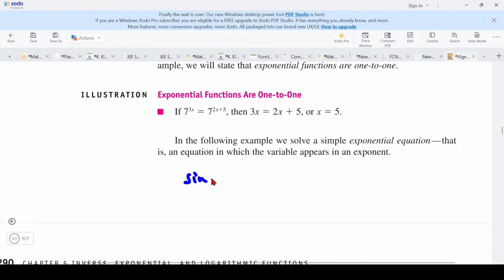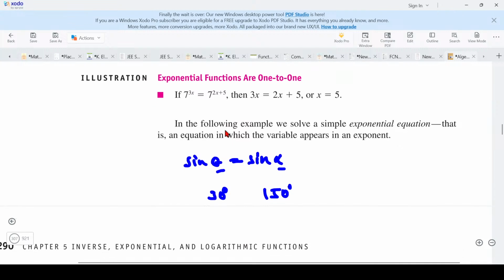For example, sine theta equals sine alpha. We cannot directly say theta equals alpha, because this could be 30 degrees and this could be 150 degrees. In this case we cannot directly say theta equals alpha. But if it is a one-one function, you can directly say so.